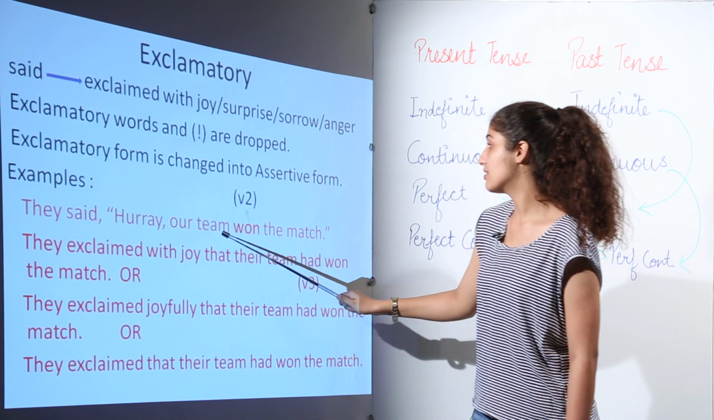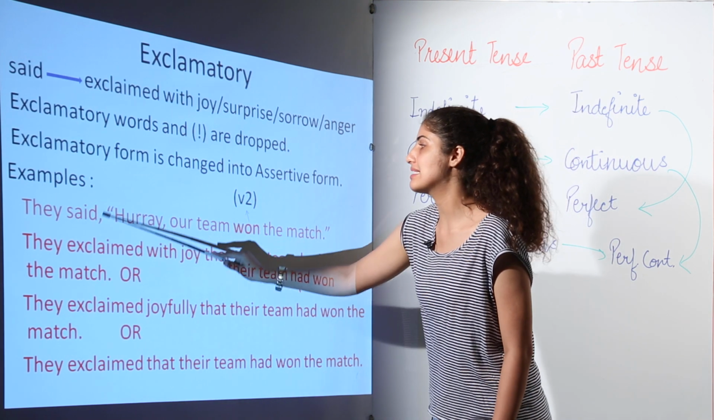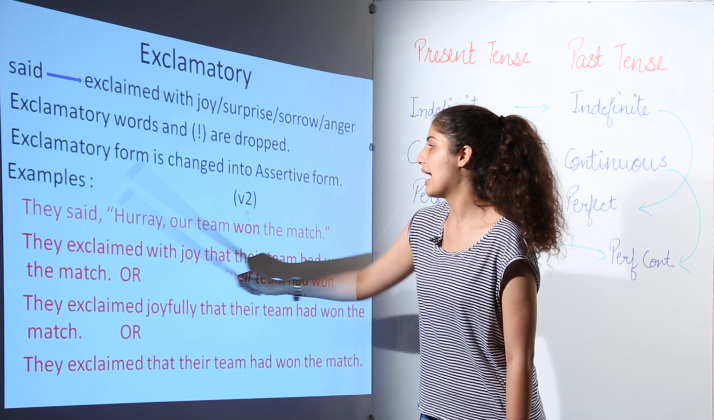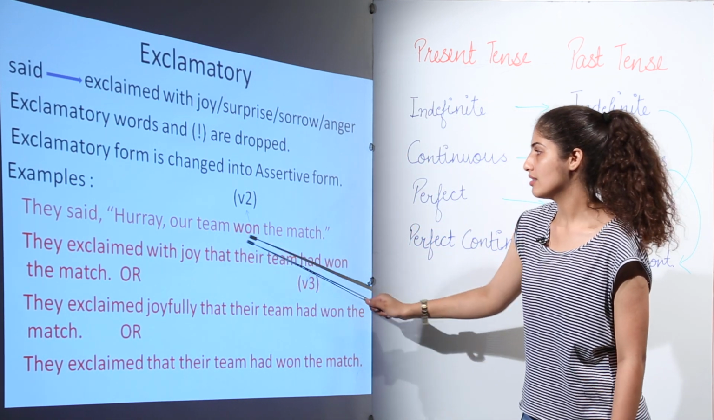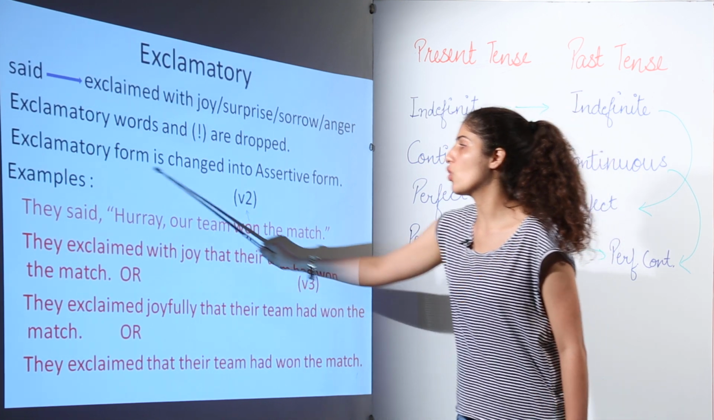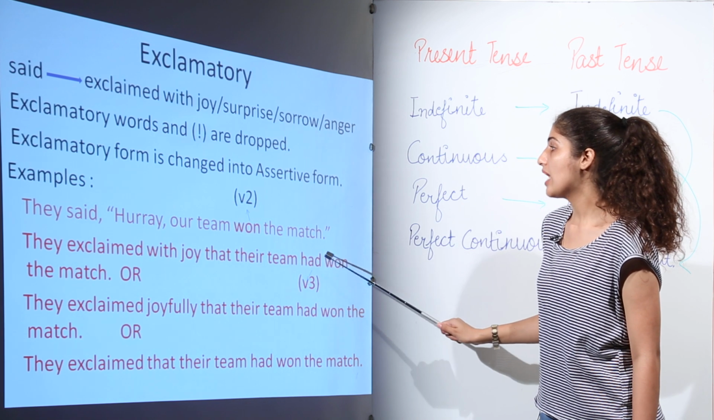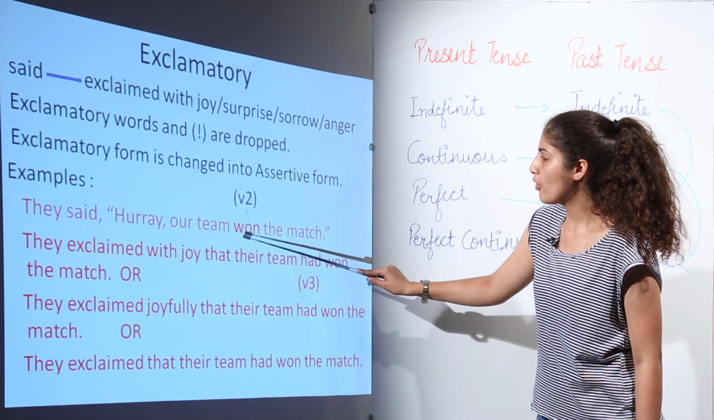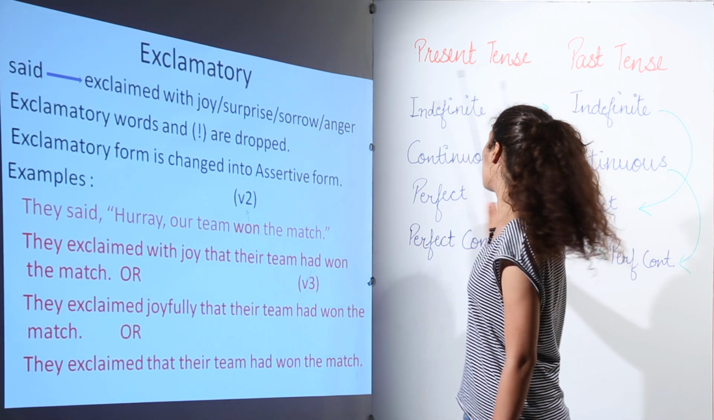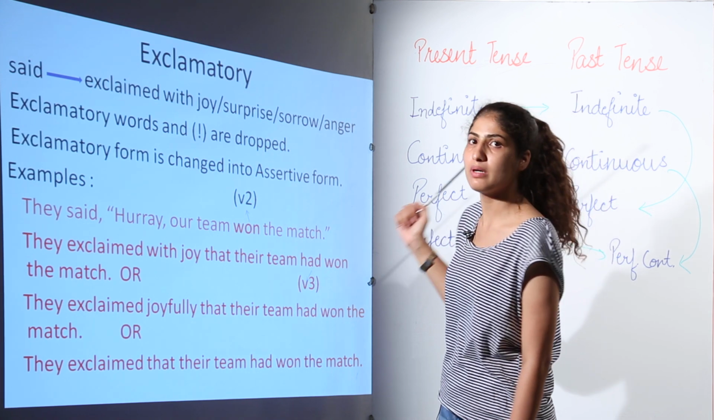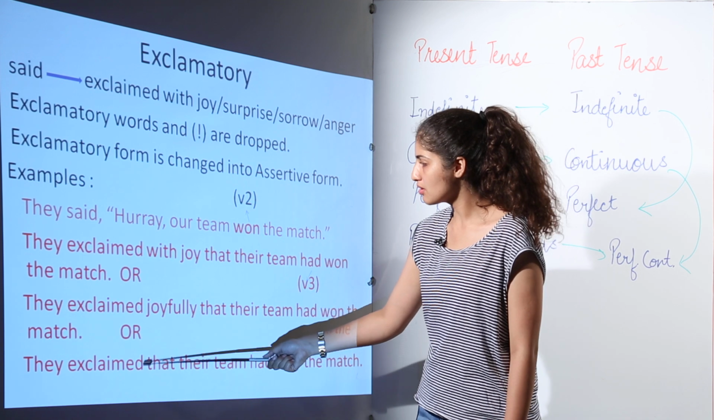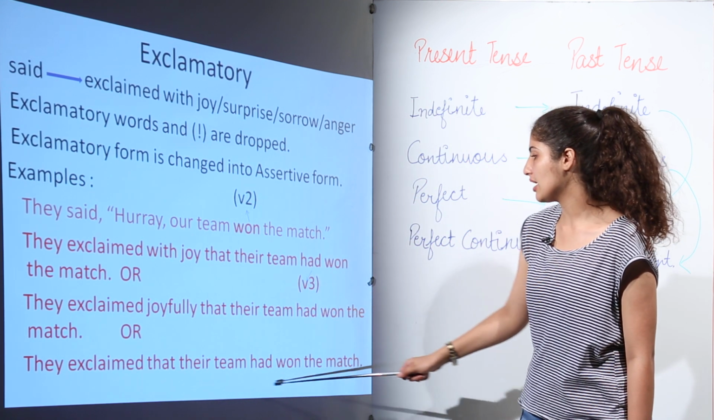They said, "Hooray, our team won the match." Now this hooray is an expression of happiness, an expression of joy. So in indirect speech, we'll write, they exclaimed with joy that, now we are using the conjunction that, our team. Now this "our" is changed according to the subject: their team had won the match. Why had won? Because this "won" is the verb second form, which means it is past indefinite tense. And since past indefinite tense is to be changed into past perfect tense, we use "their team had won the match". Or we can also write, they exclaimed that their team had won the match.